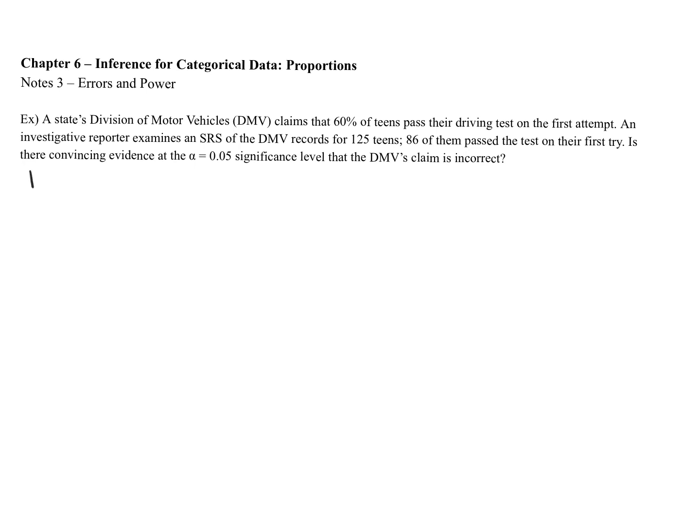So for our null hypothesis, we are using the claim that p is equal to 0.6. For the alternative hypothesis, the wording here doesn't specifically say whether or not we're looking to see if the proportion is bigger or smaller. We're just trying to see if the DMV's claim is incorrect. So this is an example of the alternative hypothesis being does not equal.